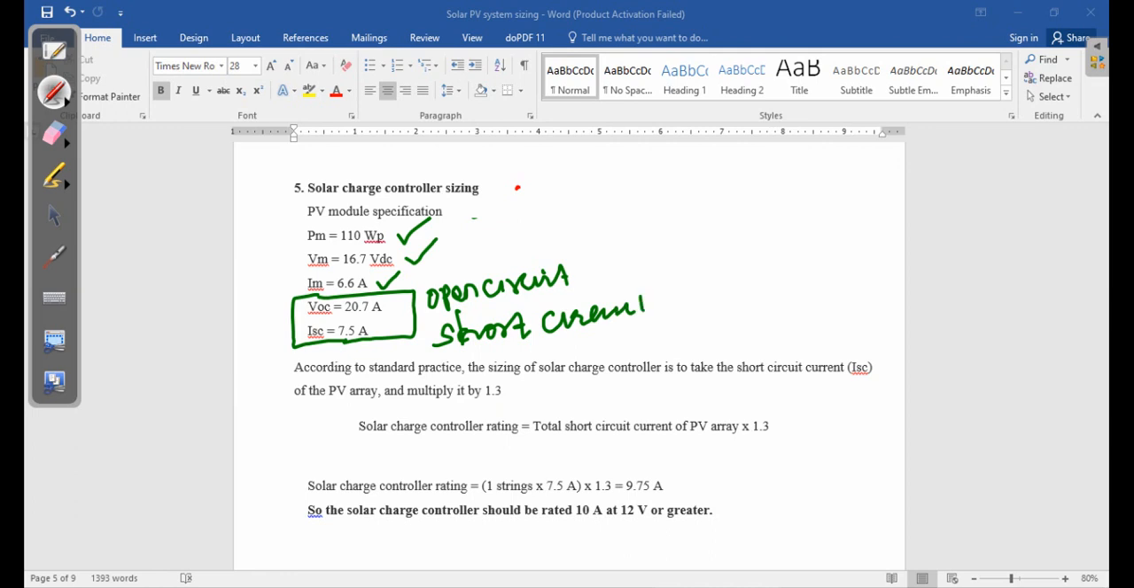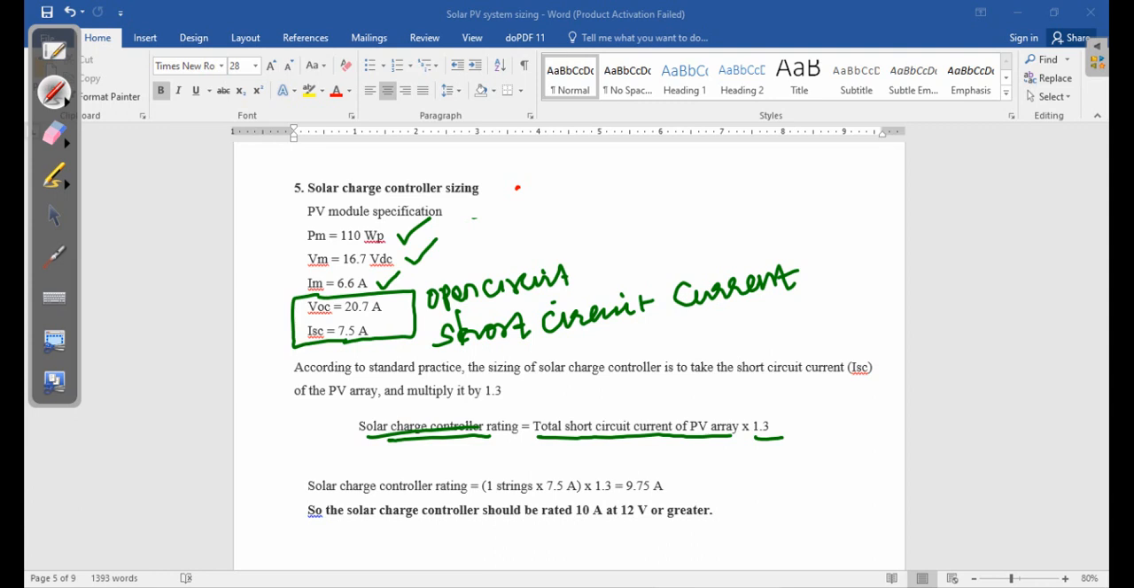Short circuit current. So here, how are we going to select the solar charge controller rating? The basic formula is the total short circuit current of a PV array into 1.3. This is a standard practice we are using in India. The total short circuit current of the PV array into 1.3.